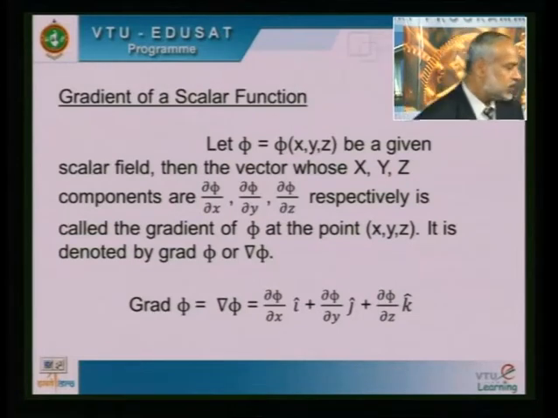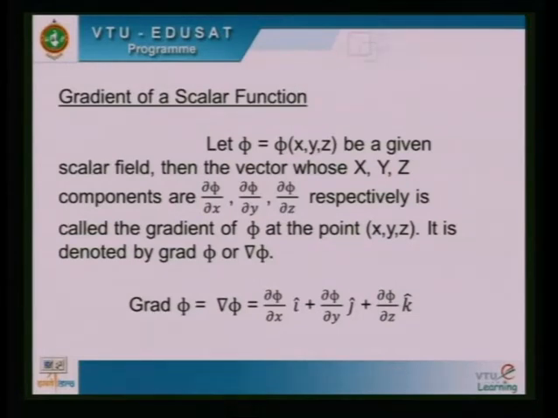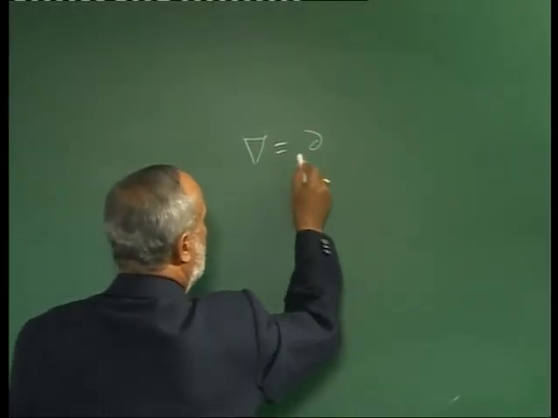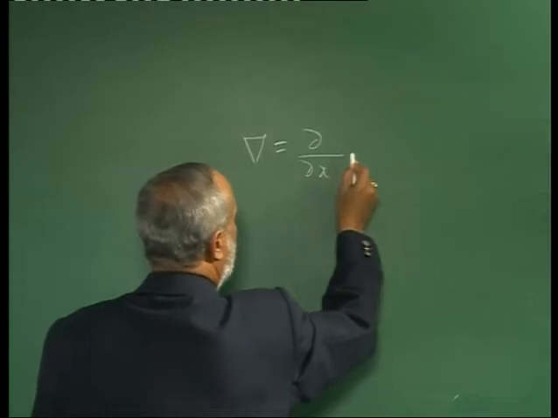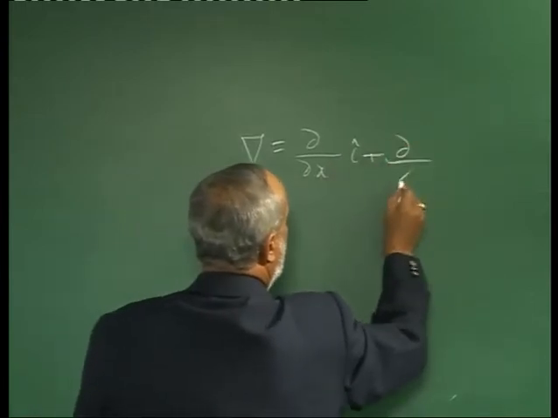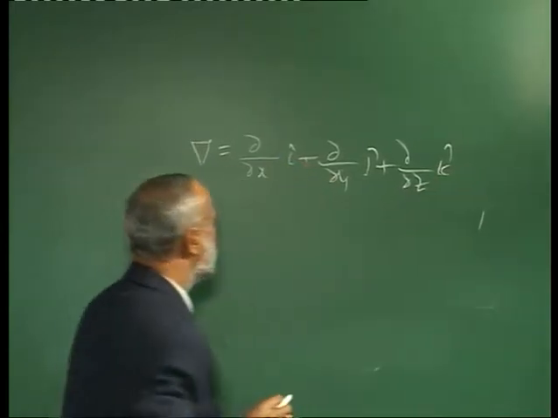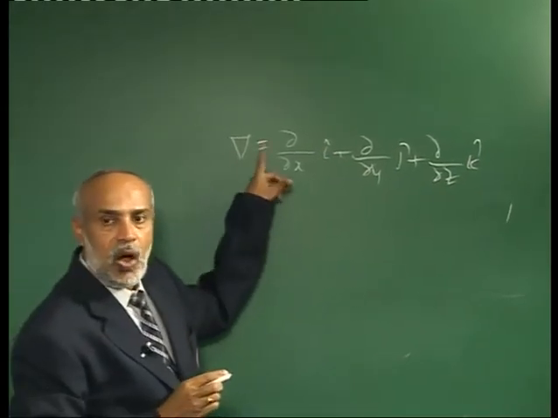That means, gradient of phi means, you know del. Del is called the differential operator. It can be denoted as dou by dou x of i cap, dou by dou y of j cap, dou by dou z of k cap. This is del, called the differential operator.